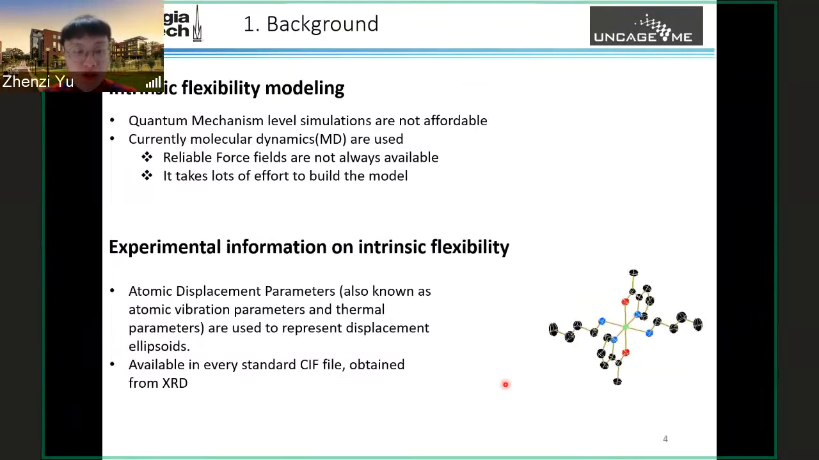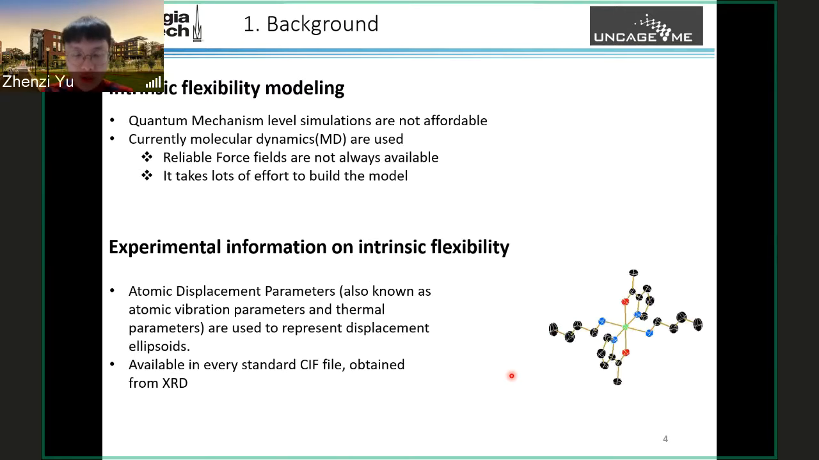After introducing the importance of intrinsic flexibility, I would like to show the current models for intrinsic flexibility. First of all, quantum mechanics level simulations are not affordable for these systems, mainly because the systems are too large. So currently, molecular dynamics is used for this modeling. However, there are two major drawbacks. The first one is that reliable force fields are not always available. The second is that it takes lots of effort to build the model.